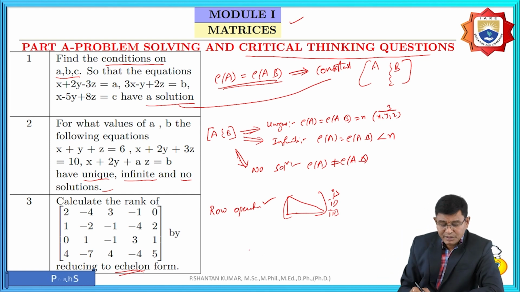Therefore, based upon this, after that confirmation, the number of non-zero rows is equal to the rank of the matrix.